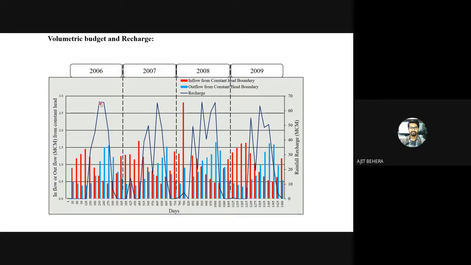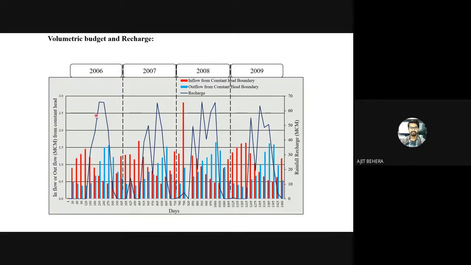Then, when there is no rainfall, gradually the recharge decreases. So it is a continuous process. When there is rainfall, recharge takes place. When there is no rainfall, discharge or heavy extraction of groundwater takes place. It is the basic, fundamental thing in the aquifer system.